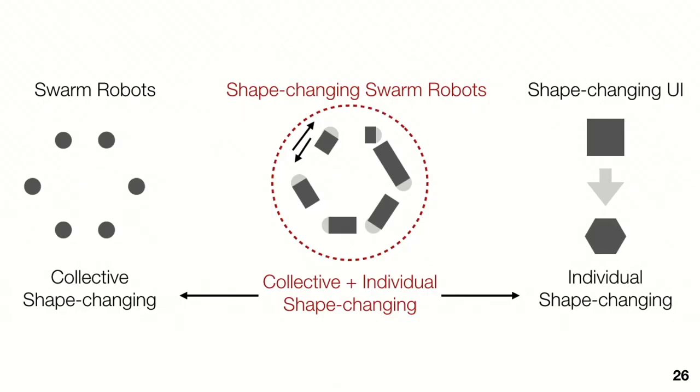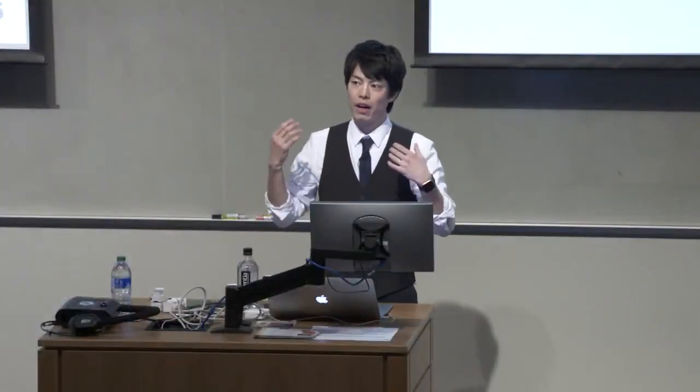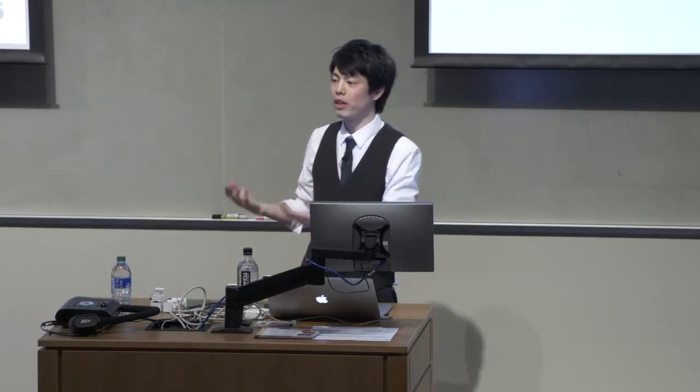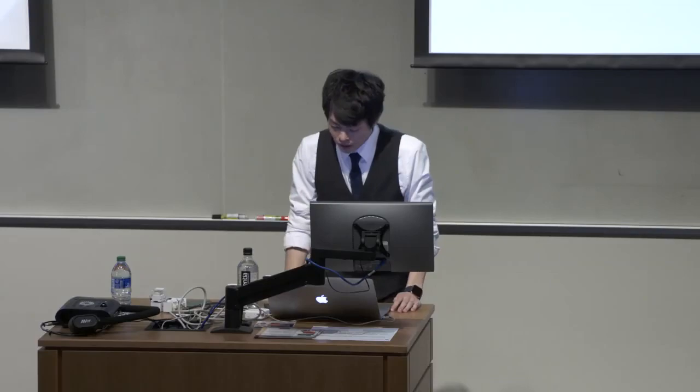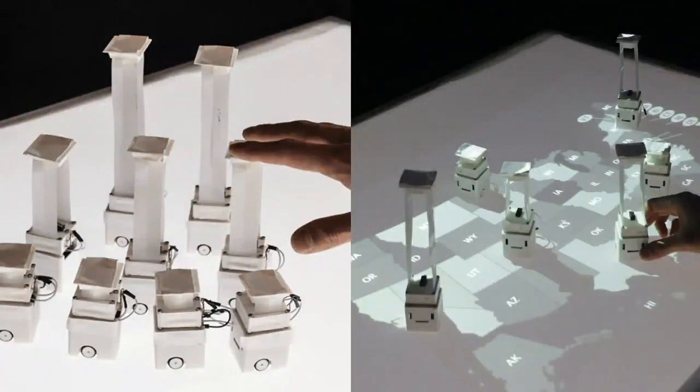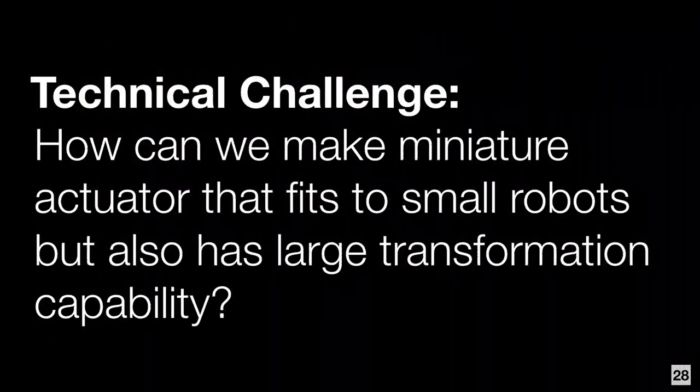So in this project, we are interested in what if these robots can also change their shape, and also collectively change the shape, for constructing a shape, actuating an object, or representing data. We are interested in how this kind of individual and collective shape transformation capability can enrich the functionality as well as the expressiveness of these interfaces. But to enable that, we have technical challenges.